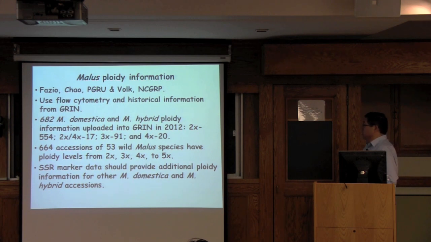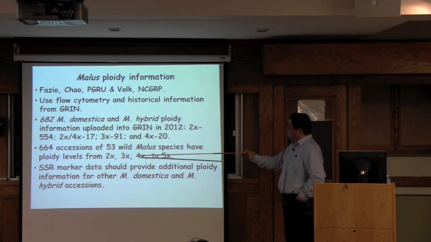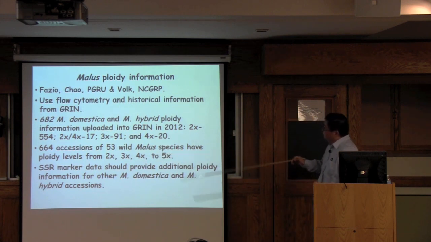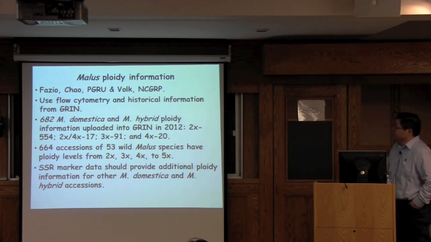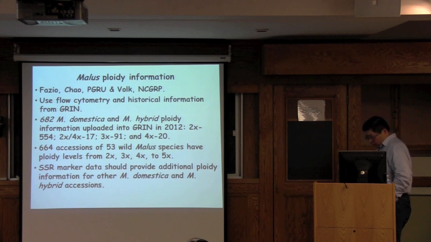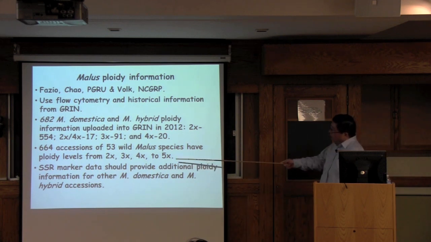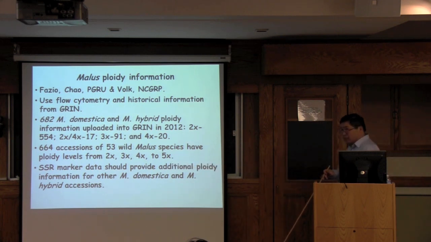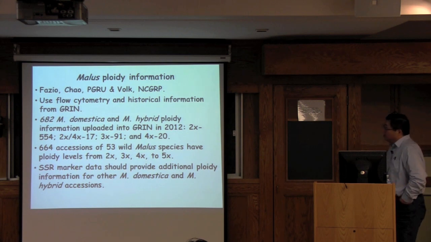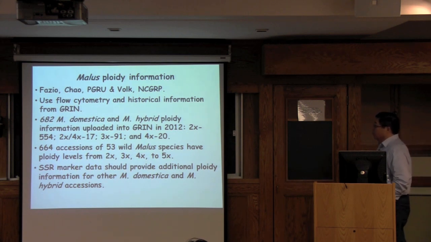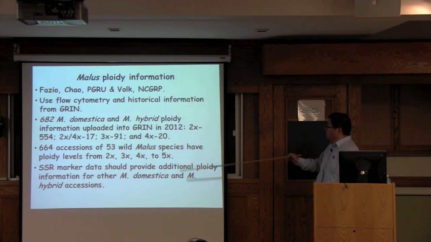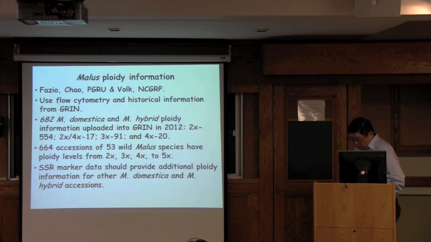The ploidy is a little bit different. Some of them have diploid, triploid, tetraploid, all the way to pentaploid within the same species. Also, we have microsatellite marker data for basically all the permanent accessions we have in our collection. So in principle, we should be able to infer the ploidy level from the SSR markers in the future.